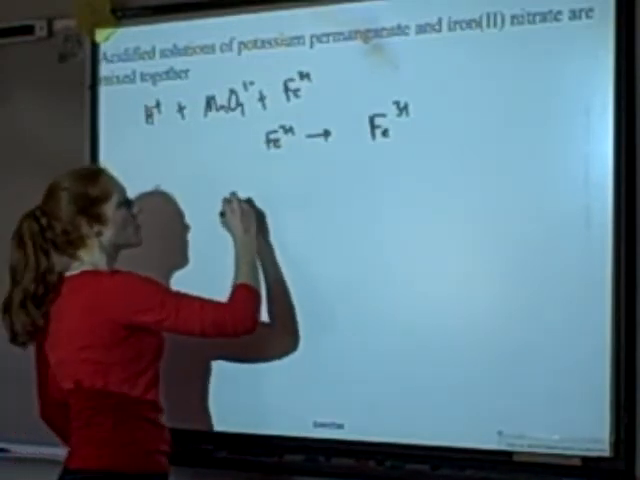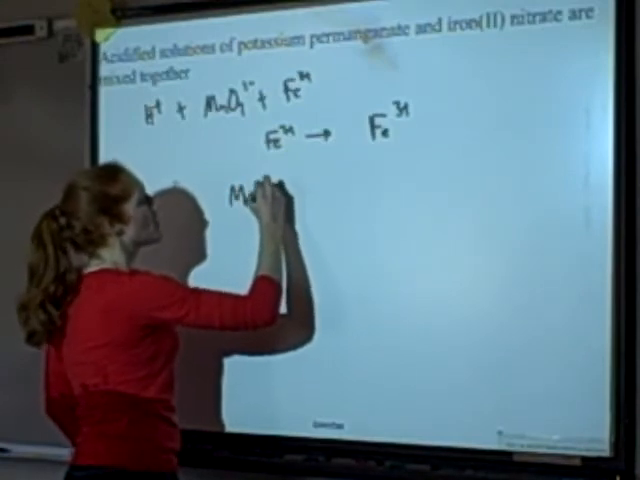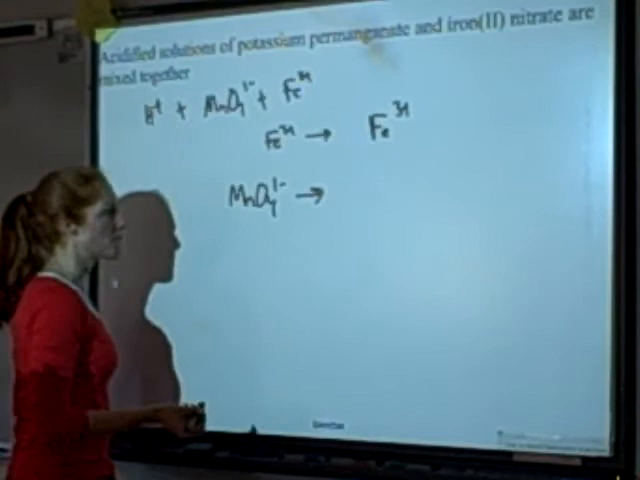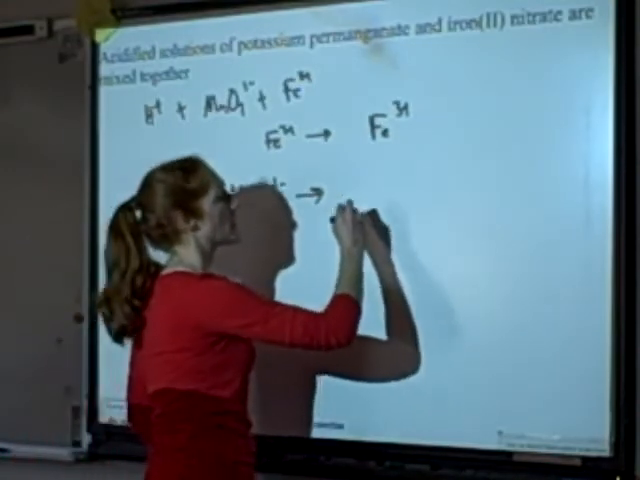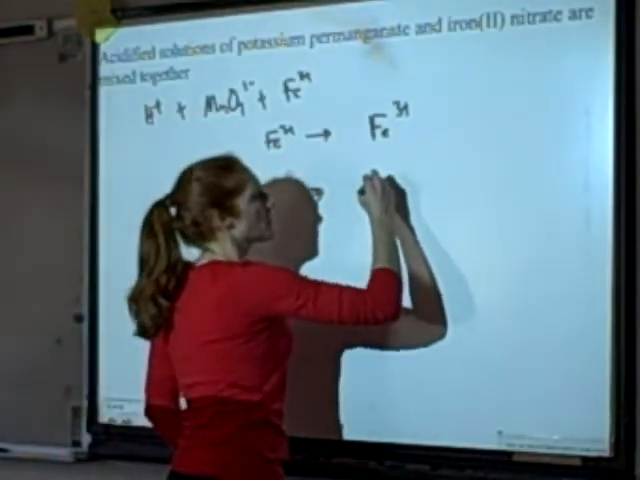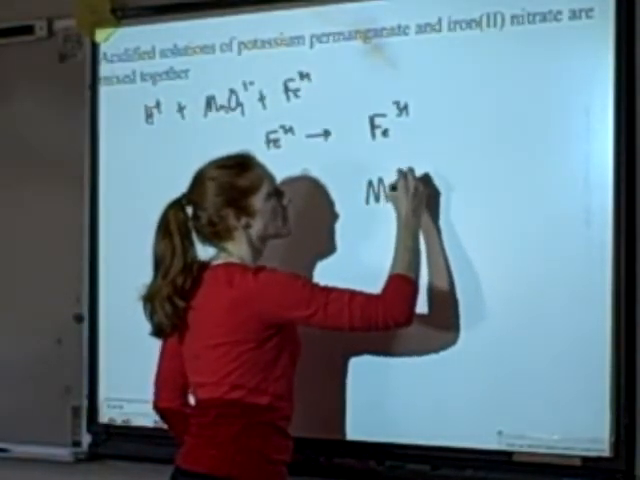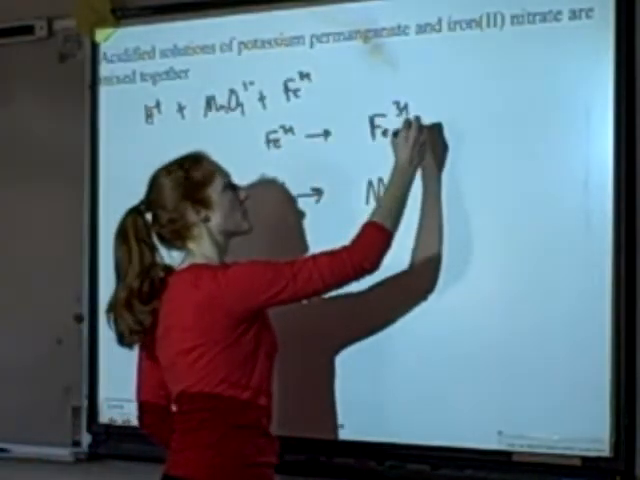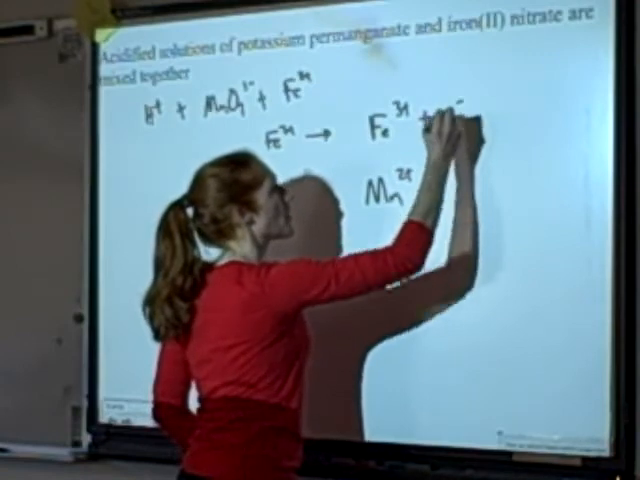So then that means the thing being reduced is the permanganate, MnO4 1-. And I look on that sheet, stuff I should know for the test, and I learned that for permanganate, the manganese goes from a 7+ here to being a 2+. Okay, so there's its reduction. So now I can go ahead and balance these. 2+ here, 3+ here, I must have an electron.